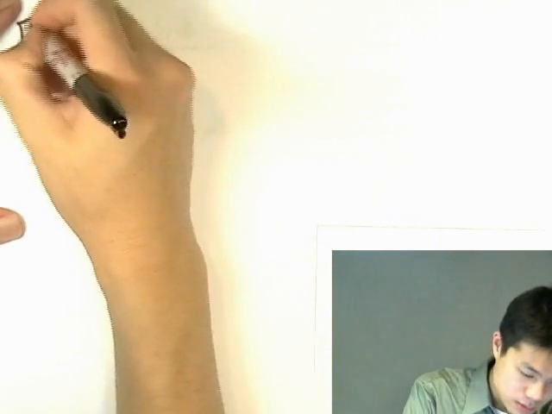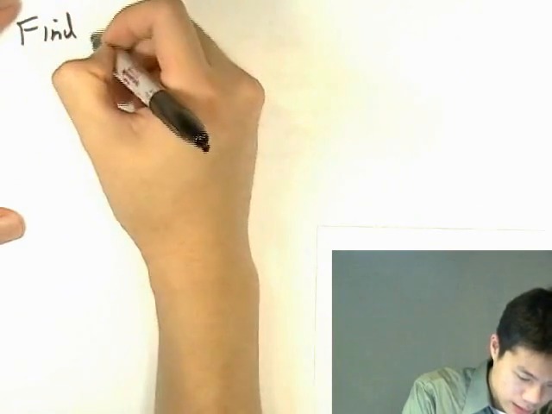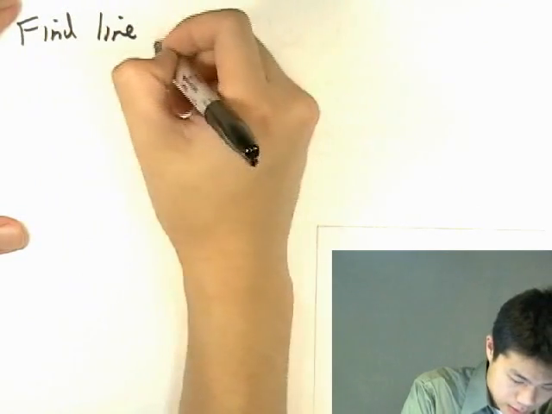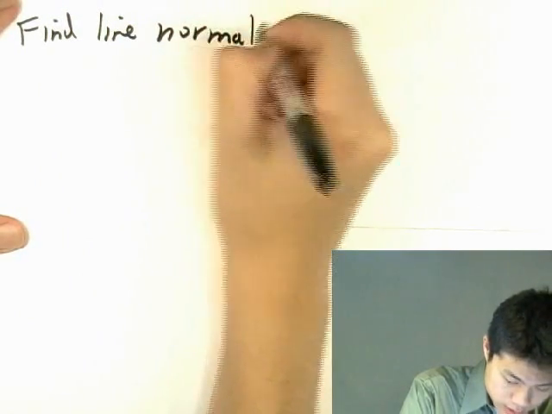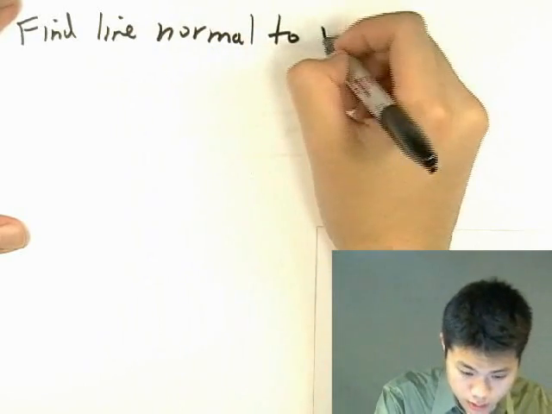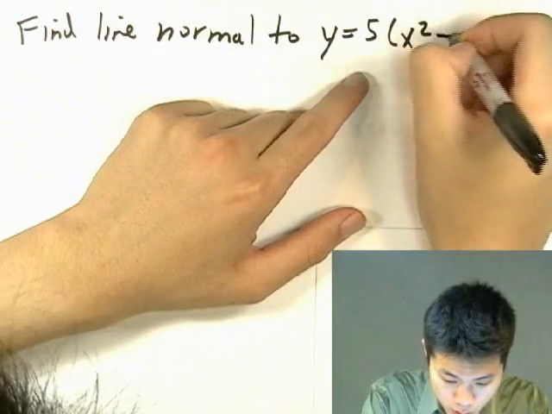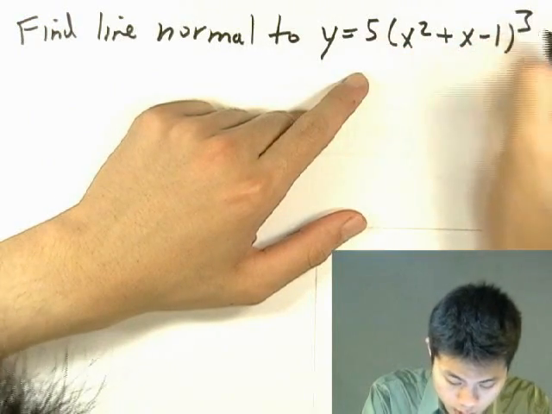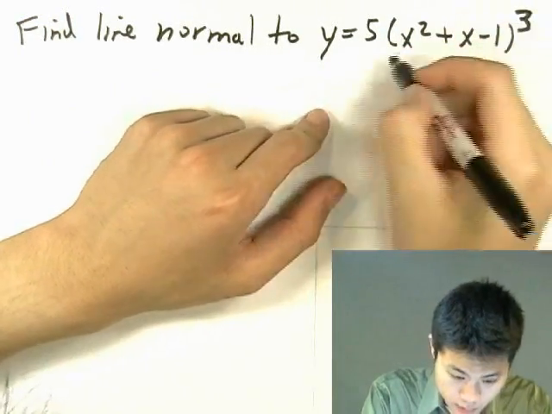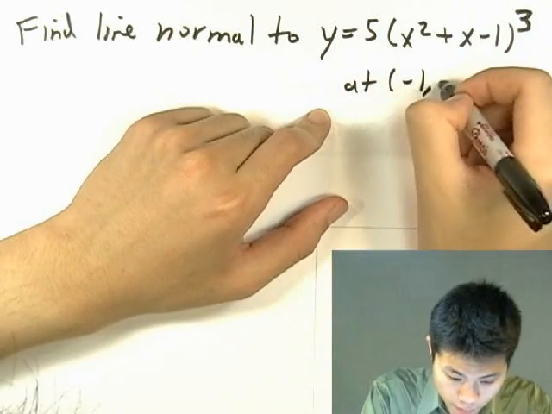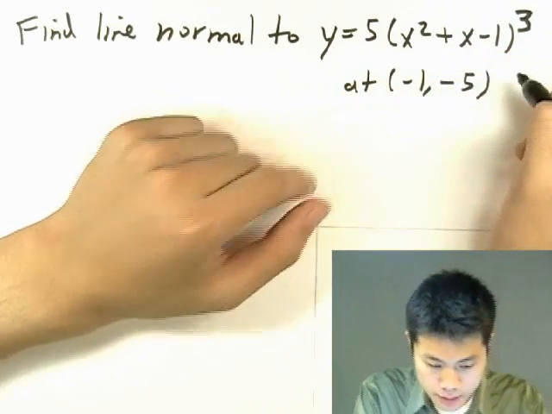Alright, so here we want to find the line normal to y equals 5x squared plus x minus 1 cubed at the point 1 comma negative 1 comma negative 5.